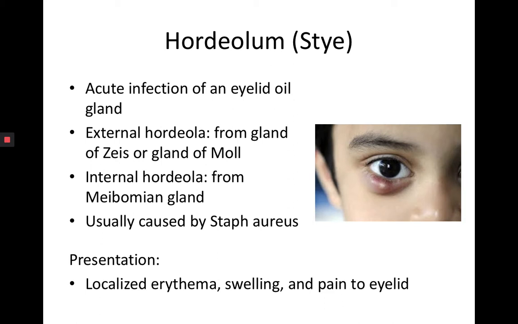There are several types of hordeola. External hordeola are infections of either the gland of Zeiss or the gland of Moll, whereas internal hordeola are caused by inflammation of the meibomian glands. And this is usually caused by infection by Staph aureus. On presentation, you'll see a localized area of erythema, swelling, and pain to the eyelid.